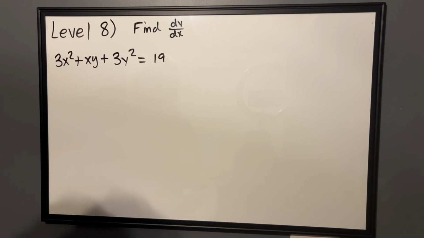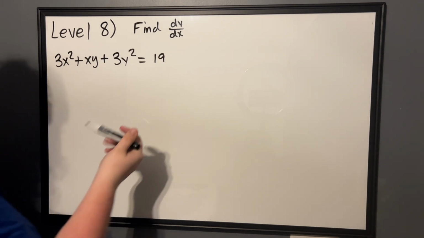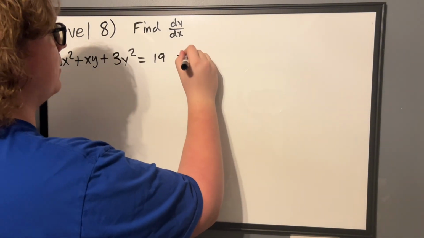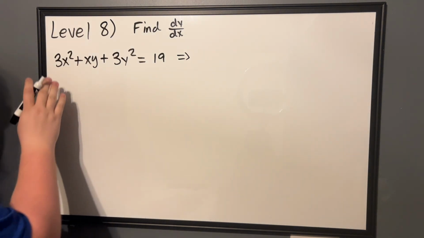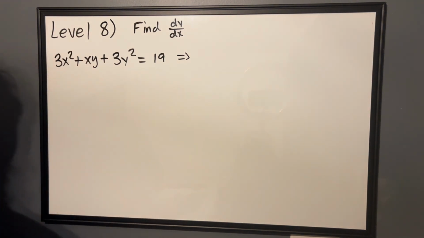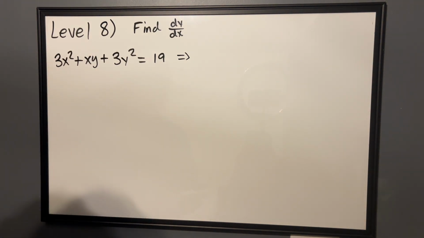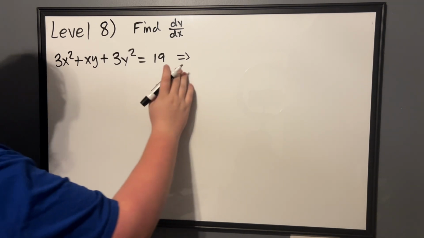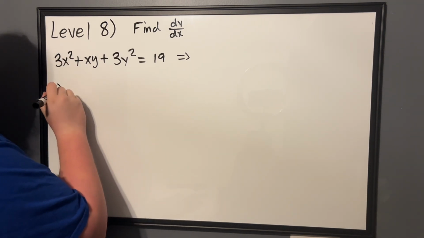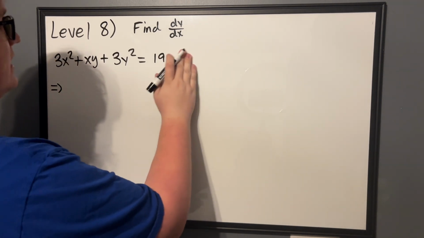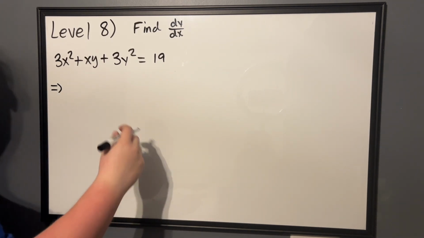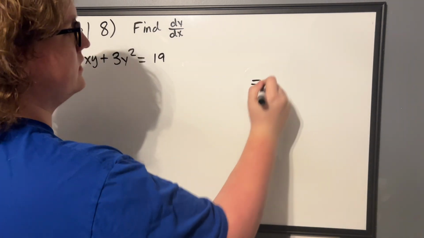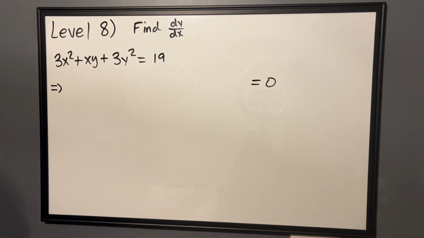So when we do this, we're going to need to take the derivative of both sides. So what we're going to do is take the derivative of the left and the right. Now, the easiest one to do here is going to be the derivative of the right side. So I'm actually going to move down here. The derivative of the right side is going to be equal to 0, right? Because 19 is just a number.